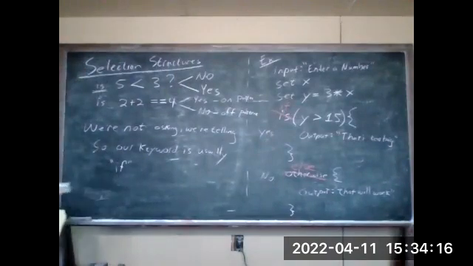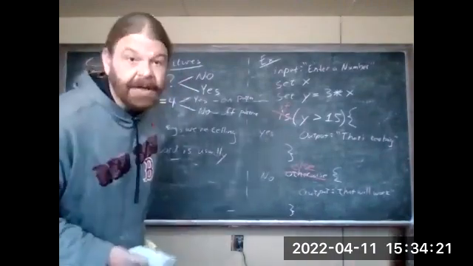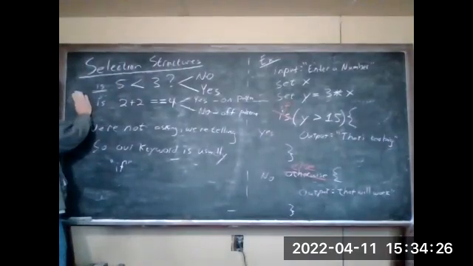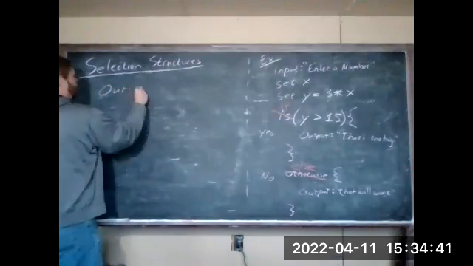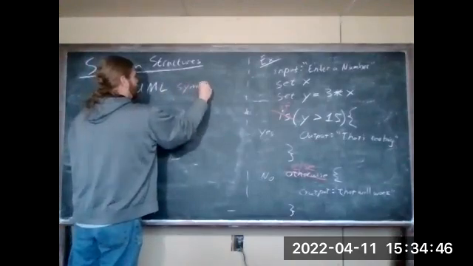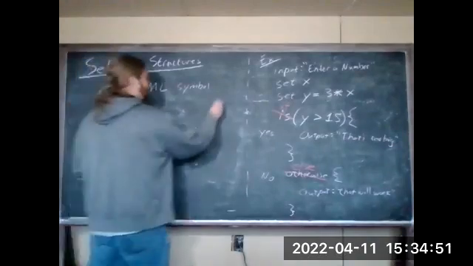We also have UML symbols. The Unified Modeling Language, our international standard of communication. Is it okay if I erase this slide? Go ahead. So our UML symbol or picture for any time we need to make a selection is a diamond shape.